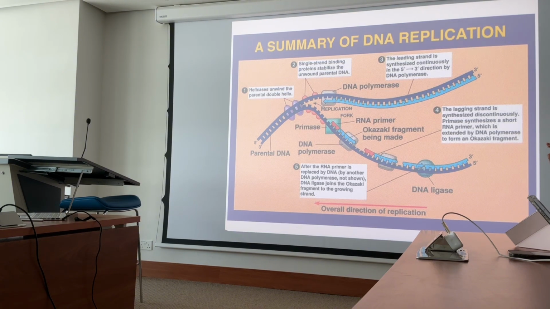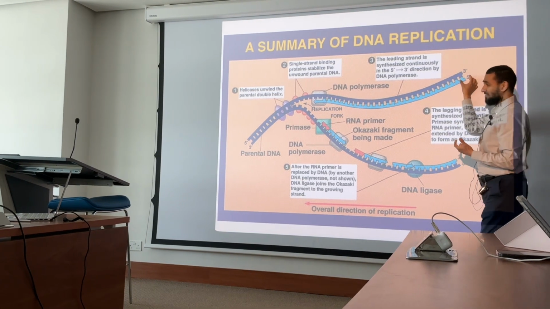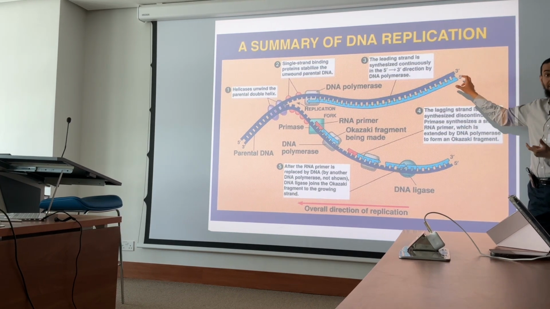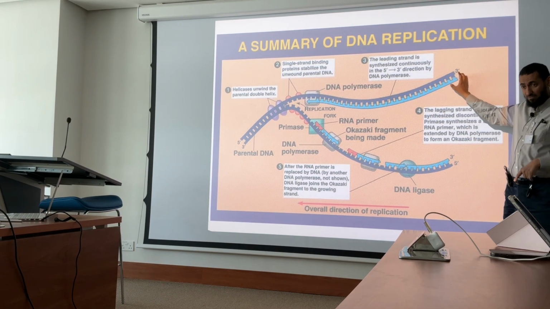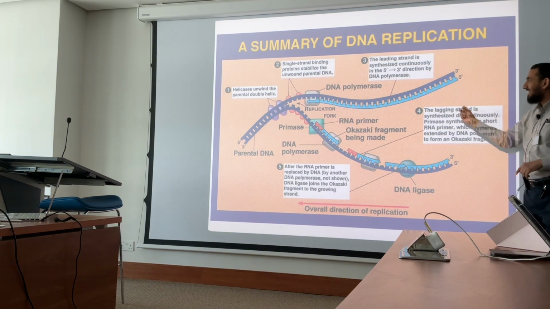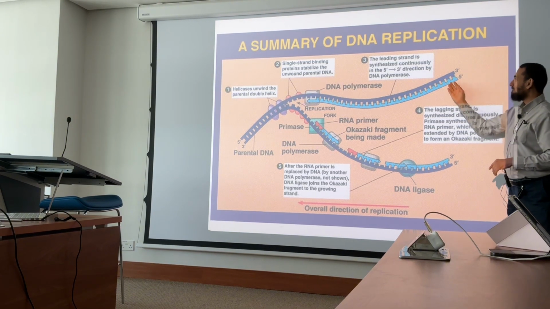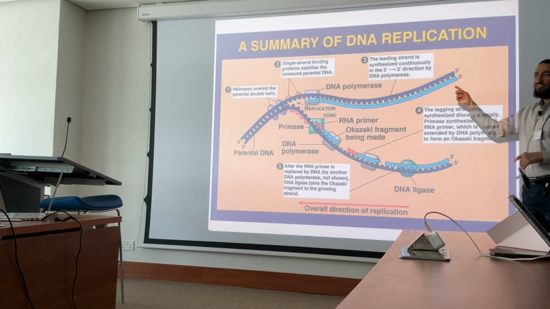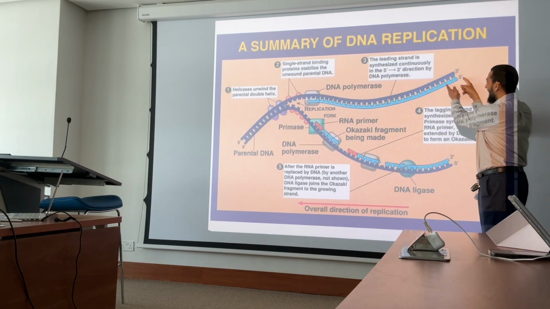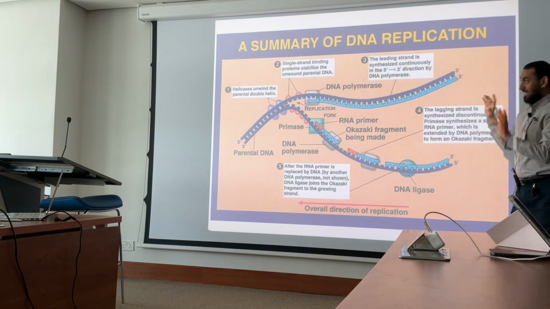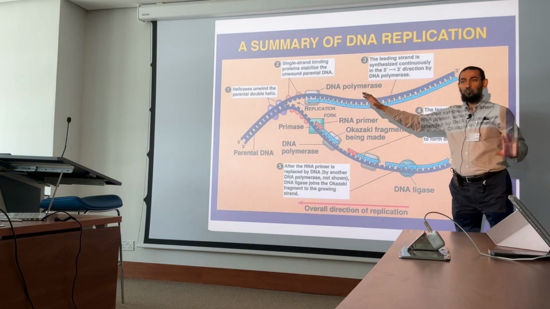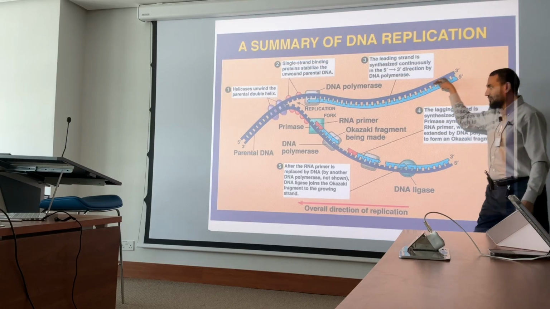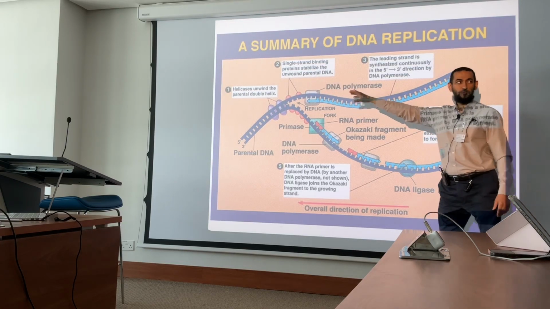Fourth step, you need to remove this template. You don't need it anymore because it's RNA and this is DNA. You have to remove it by another enzyme known as polymerase 1. Then you remove it and you replace it by DNA. Finally, you have to ligate it. Ligate the new small piece with the old piece. You have to notice that in this direction you have no problem. One primer is enough to take care of the whole process.